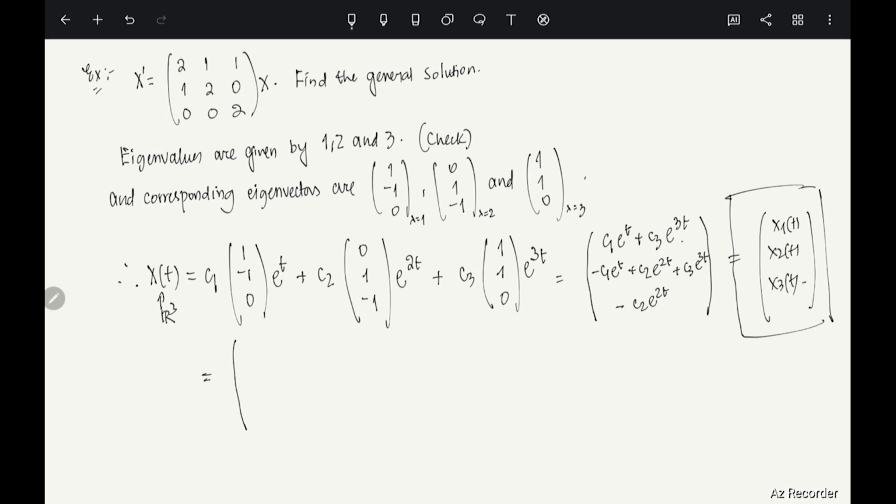You can also write it in terms of a fundamental matrix. So what is the fundamental matrix? It looks like this: the first column is e to the power t, minus e to the power t, and 0. Similarly, the second column is 0, e to the power 2t, minus e to the power 2t, and the third column is e to the power 3t, e to the power 3t, and 0. So that's your fundamental matrix. This also shows you how to find a fundamental matrix, at least when there are distinct eigenvalues.